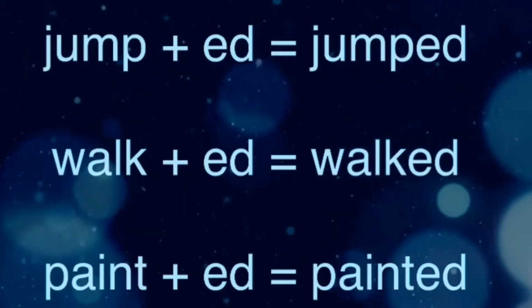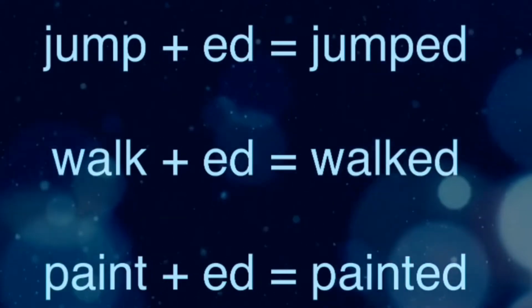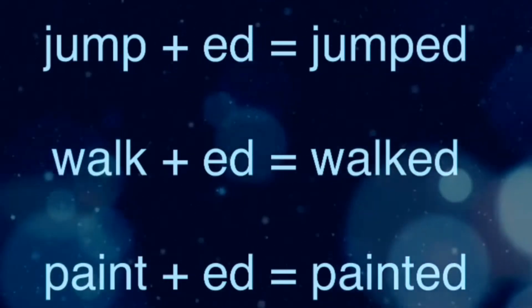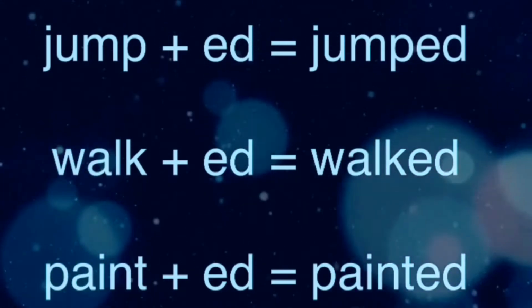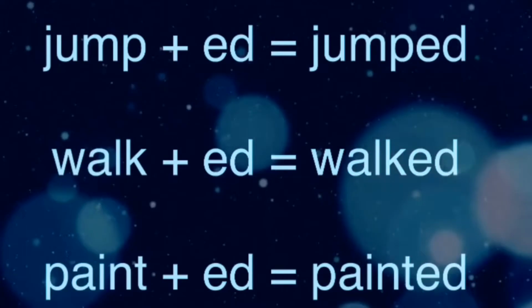For example, the past tense tells you when an action has already happened in the past. If you have a regular verb, you can add ed to the end to change it to the past tense. For example, jump changes to jumped. Walk changes to walked. And paint changes to painted.